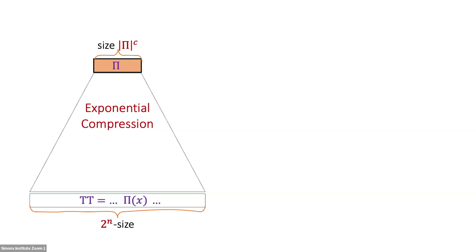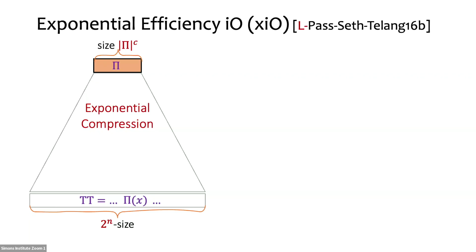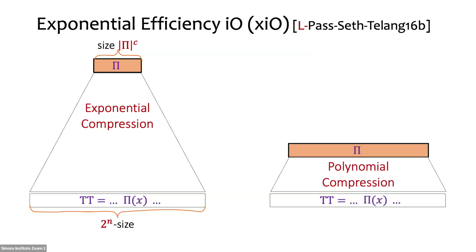Recall that the goal of IO is really to give us an exponential compression of the truth table without revealing more information. And we're going to rely on this first type of reduction, which is that this task reduces to a much simpler task, called exponential efficiency IO, or XIO for short. What XIO asks is much weaker. It says that I just want polynomial compression instead of exponential compression, meaning that we allow the obfuscated program to have size that is sublinear in the size of the truth table instead of being logarithmic.